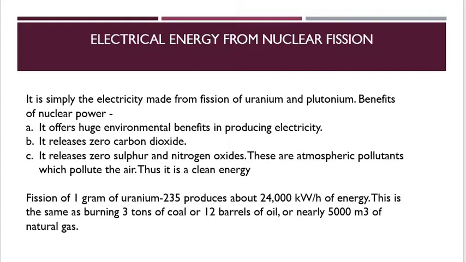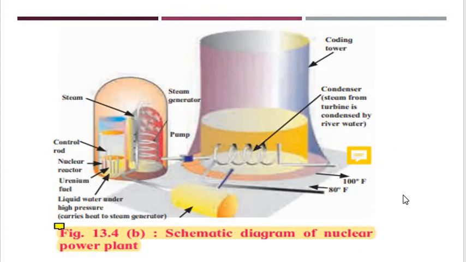The interesting fact is fission of 1 gram of uranium 235 produces 24,000 kilowatt hour of energy. This is the same as when we are burning 3 tons of coal or 12 barrels of oil or nearly 5,000 meter cube of natural gas. The nuclear fission is an alternative energy source. This is the schematic diagram of nuclear power plant.